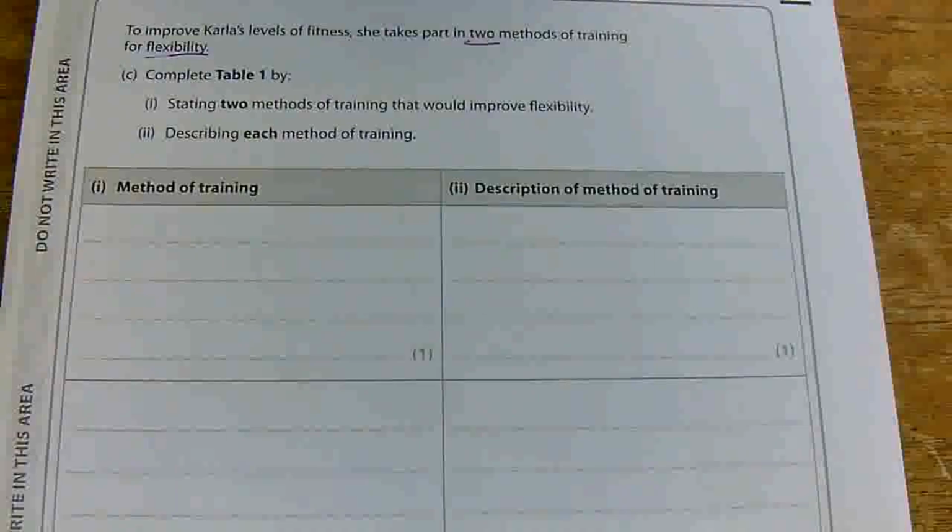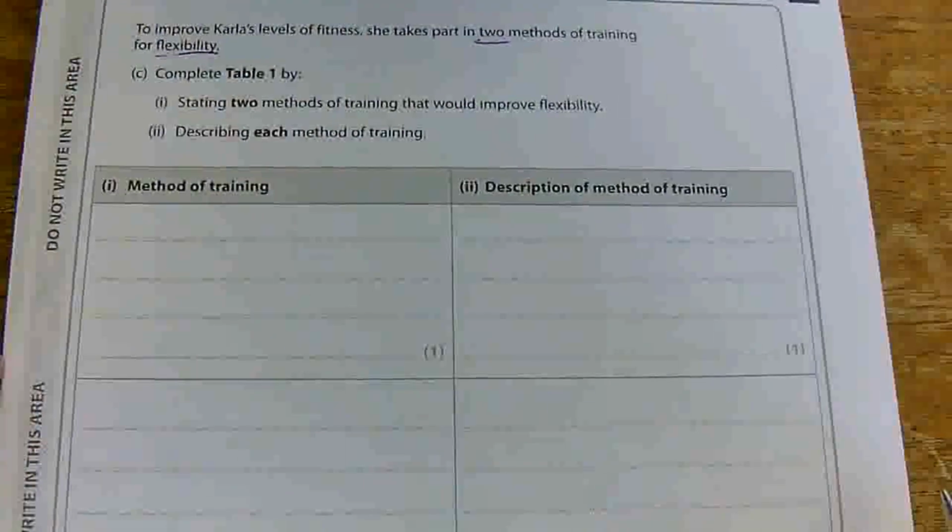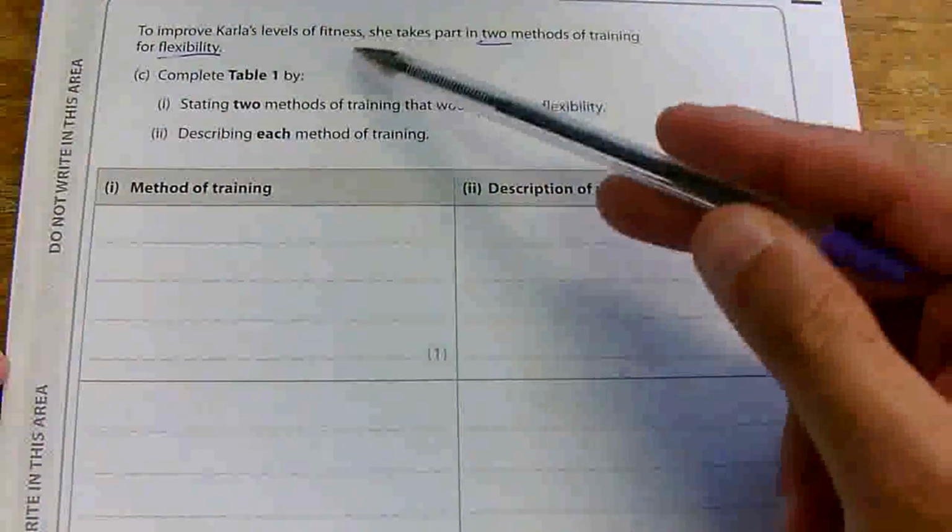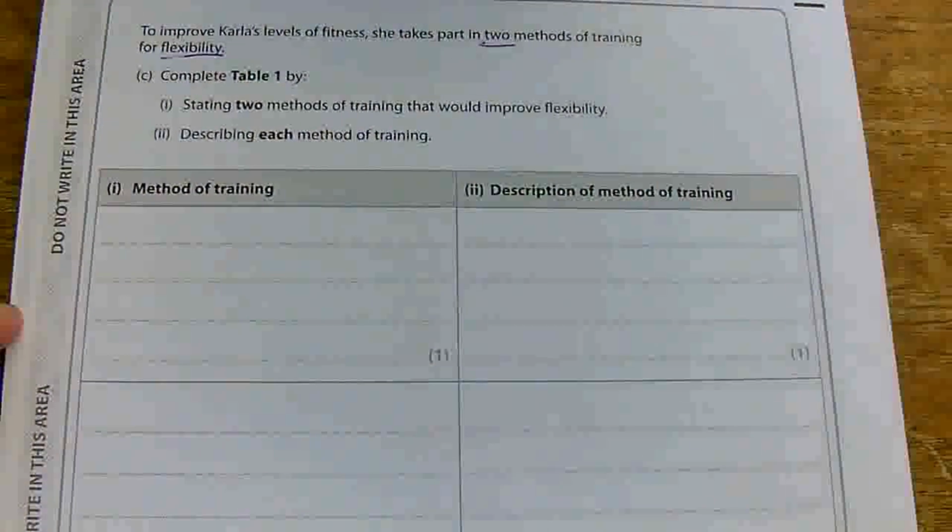Hi guys, welcome to your BTEC exam question for today. I've chosen a question related to our current topic and what we've just completed within lessons, which is methods of training. So the question I've chosen is: to improve Carla's level of fitness, she takes part in 2 methods of training for flexibility. I've underlined them there so we understand what we're doing.